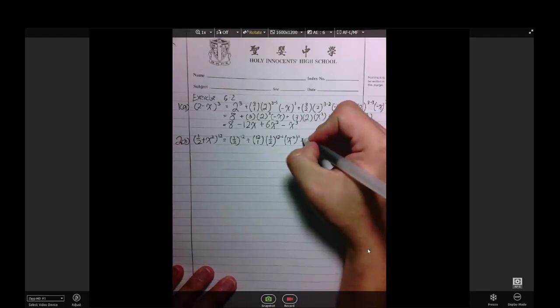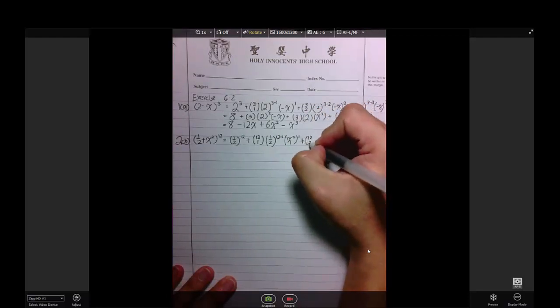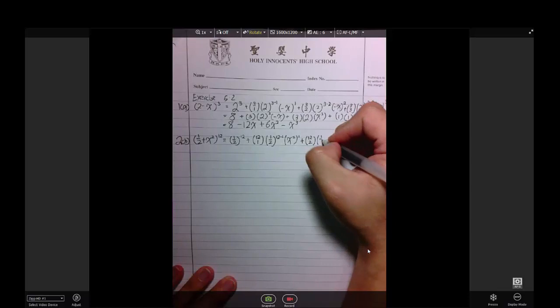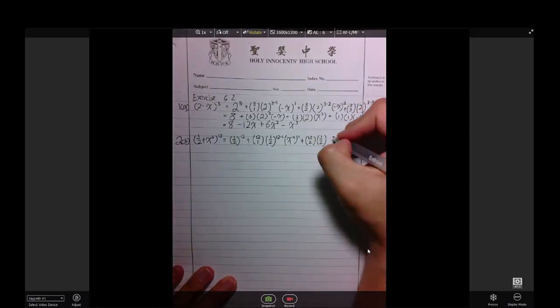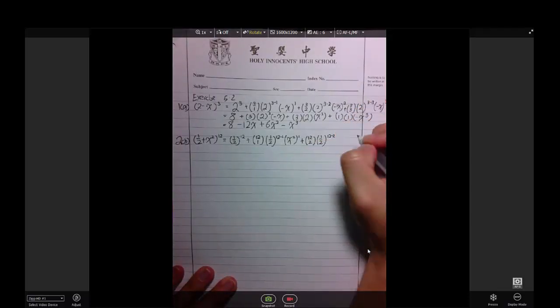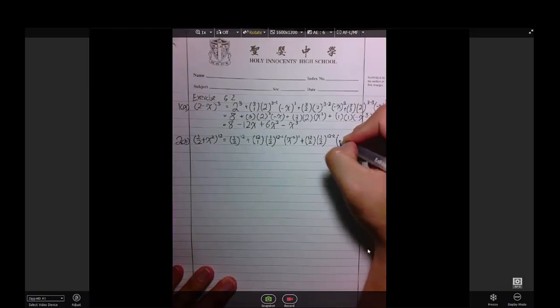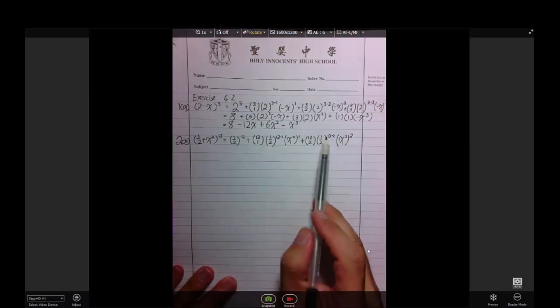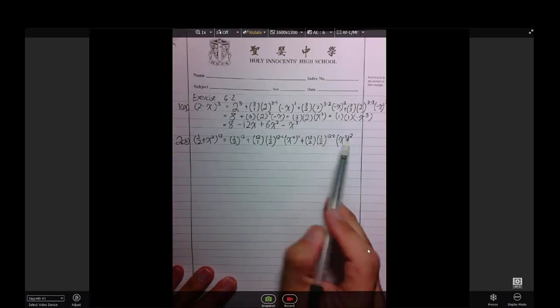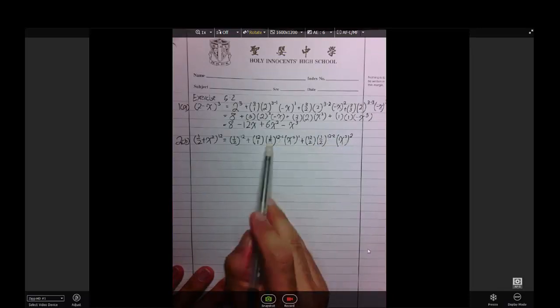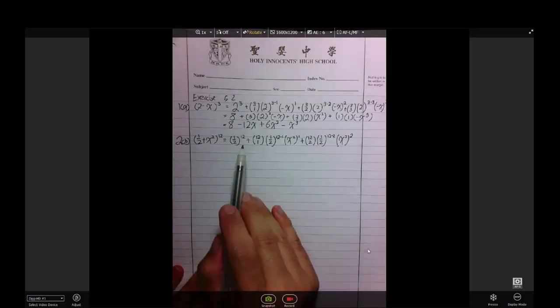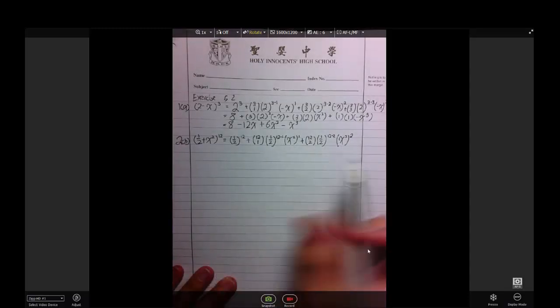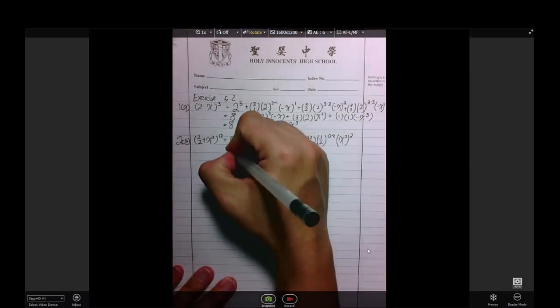So the next term we have will be 12 choose 2, half to the power of 12 minus 2, which is 10. Okay, and we have x squared. Notice the x squared will be squared. So this is the power of 10, this is the power of 2, total is 12. Here's power 11, power of 1, total is 12. So I have so far 1 term, 2 terms, 3 terms. I need a 4th term.